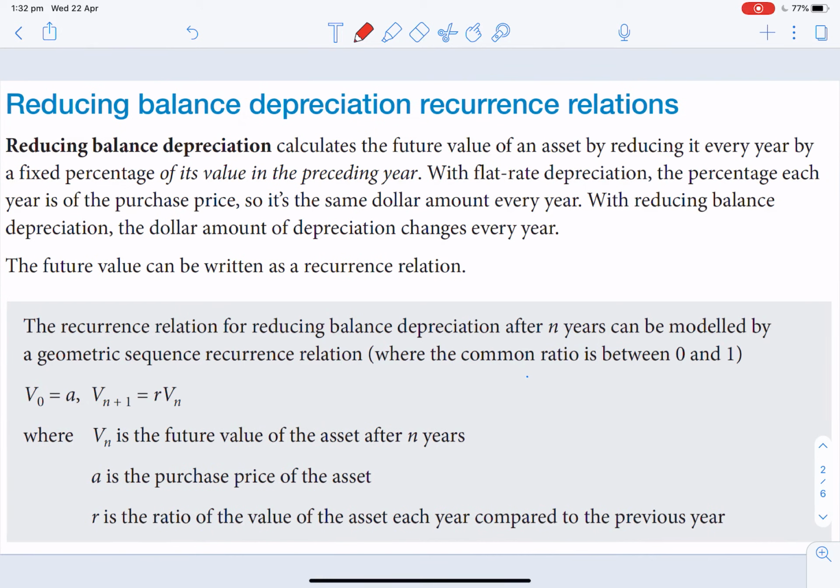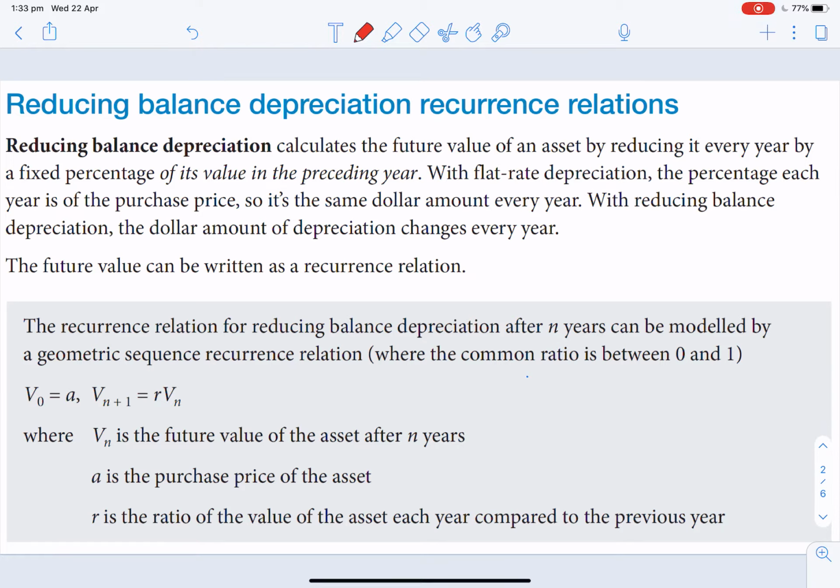Reducing balance depreciation calculates the future value of an asset by reducing it every year by a fixed percentage of its value in the preceding year. With flat rate depreciation, the percentage each year is of its purchase price, so it's the same dollar amount every year. So for example, that $10,000 car is depreciating by $1,000 every year. End of the first year it's worth $9,000, end of the second year $8,000, end of the third year $7,000, and so on.